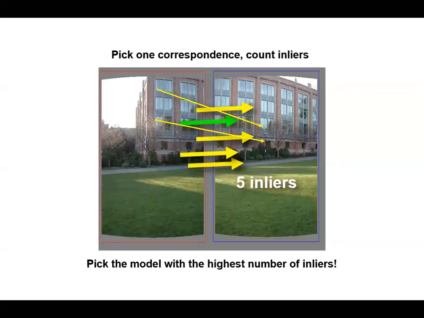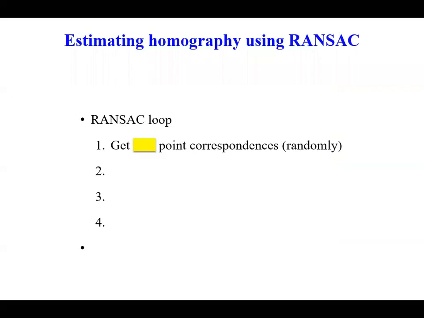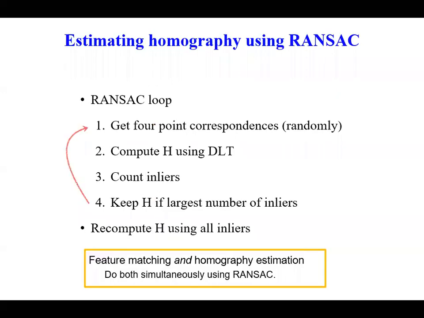Which one should I choose? Which direction should I choose? Which point correspondence should I choose? I should choose the one with the higher inliers and fewer outliers. So I will get the point correspondence for this, compute the H, and then count the inliers, keeping the H with the largest number of inliers. So I am computing the H using all inliers, and at the same time, I am using that to solve the RANSAC algorithm.